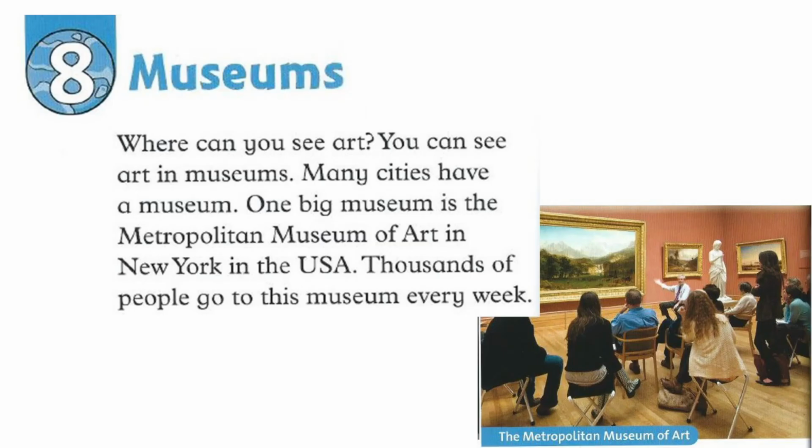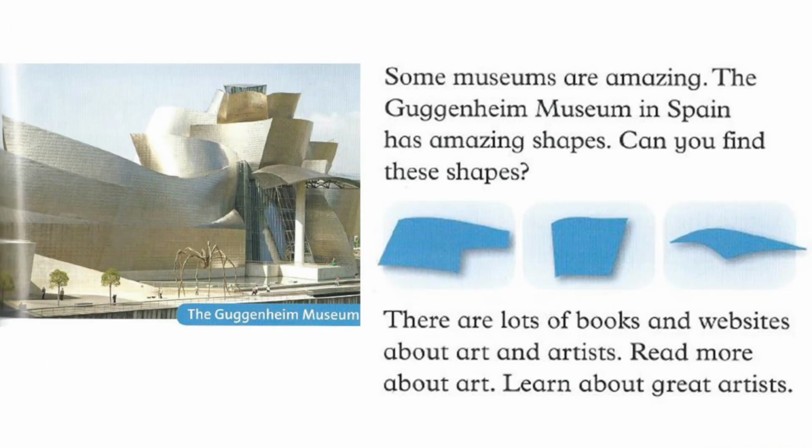Chapter 8. Museums. Where can you see art? You can see art in museums. Many cities have a museum. One big museum is the Metropolitan Museum of Art in New York, in the USA. Thousands of people go to this museum every week. Some museums are amazing. The Guggenheim Museum in Spain has amazing shapes. Can you find these shapes?